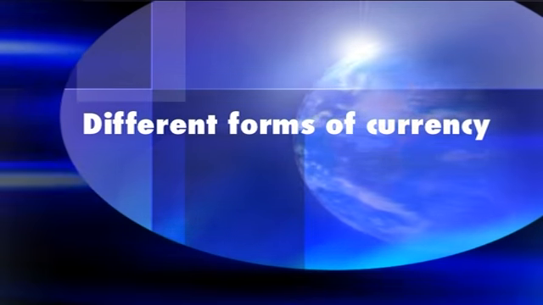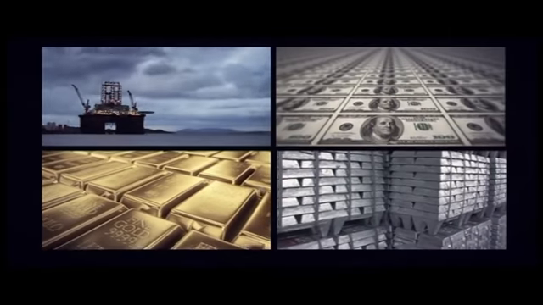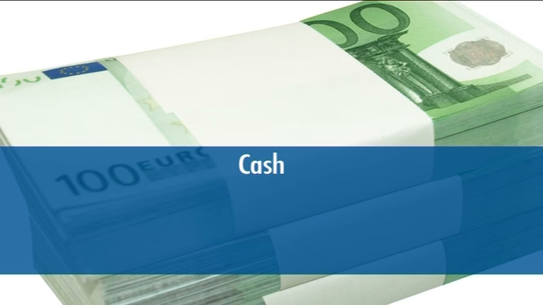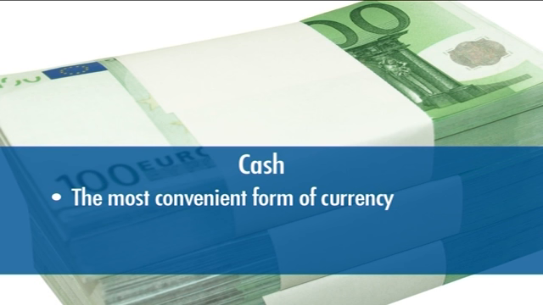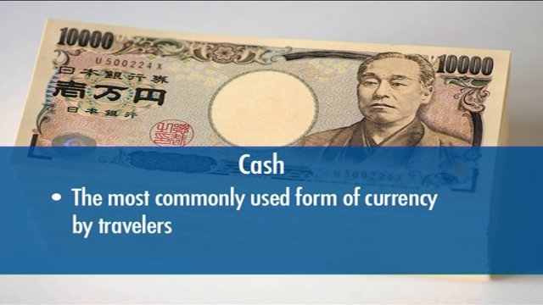Different forms of currency. Now that we have established the importance of money and tourism, let us take a look at its different forms. Cash. Cash is the most convenient form of currency. As a banknote, it is easily recognizable and universally acceptable for all transactions in the host country. Thus, the most commonly used form of currency by travelers is cash.